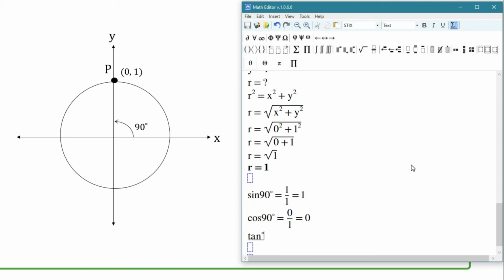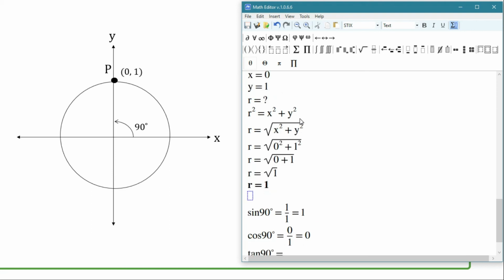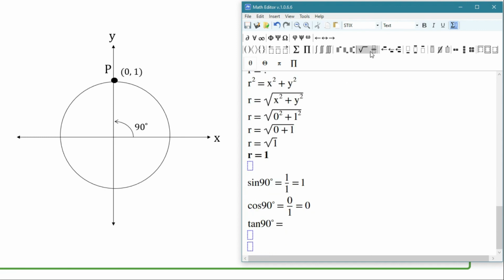So that is the tangent of 90 degrees. From our definition, that is ordinate over abscissa. Our ordinate, the value of y, is 1, and our abscissa is 0. So that is 1 over 0. From our definition of fraction, if we have a 0 denominator, then that is impossible to exist. So that would be undefined. The tangent of 90 would be undefined.